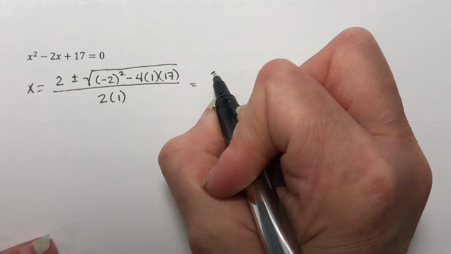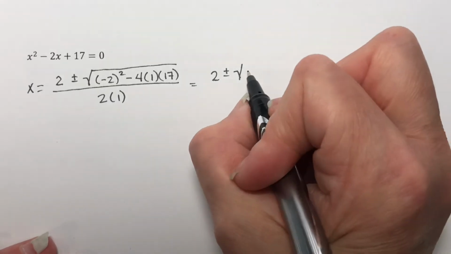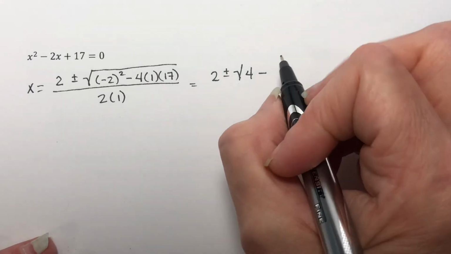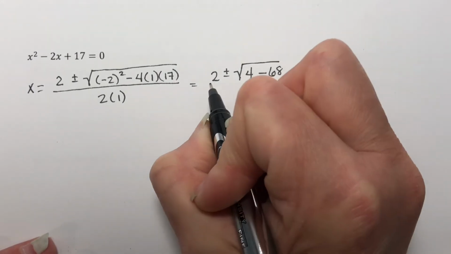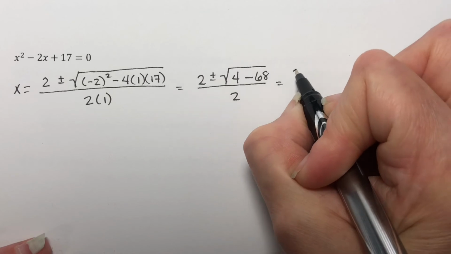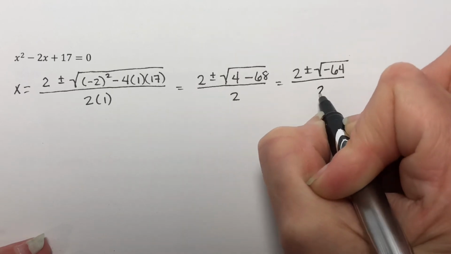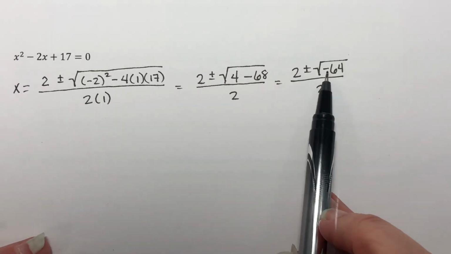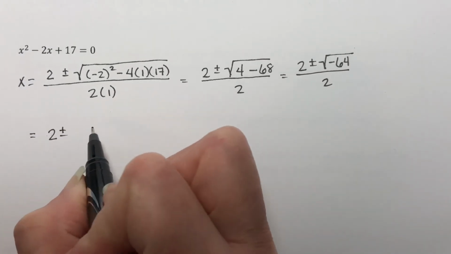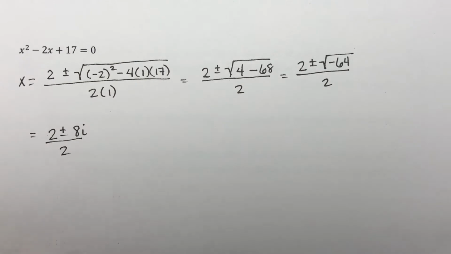So what do I get here? I have 2 plus or minus the square root of -2, with the negative inside the parentheses, squared is a +4. Minus 4 times 1 times 17 is 68. And this is over 2. Okay, so I have 2 plus or minus the square root of -64 over 2. And since I have a negative inside here, I'm going to have two complex answers. I'm going to have an i in there. This is 2 plus or minus the square root of 64 is 8 and an i, over 2.